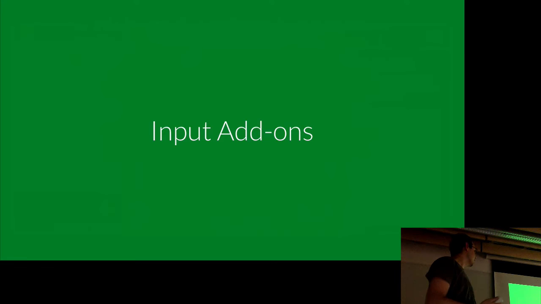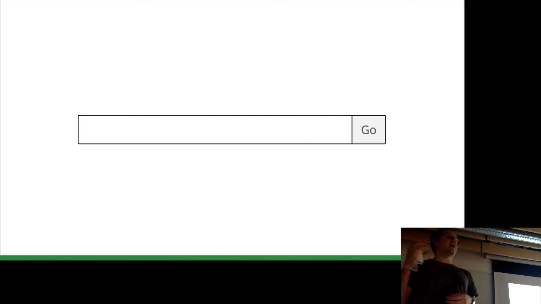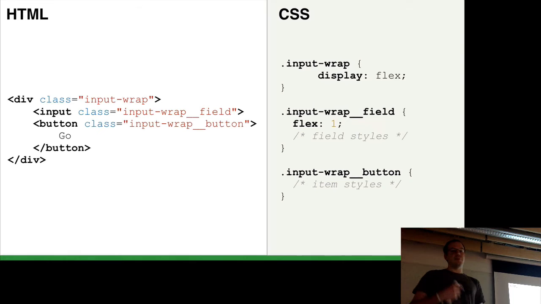Input atoms. This is where you have a fluid width component which consists of both an input field and a button. With Flexbox, we can have a div that wraps both the input and the button, and if we set the input wrap to be display flex, the button will take up its natural width, and by applying flex 1 to the input field, it will then take up the remaining space.